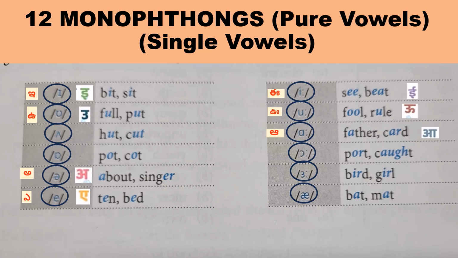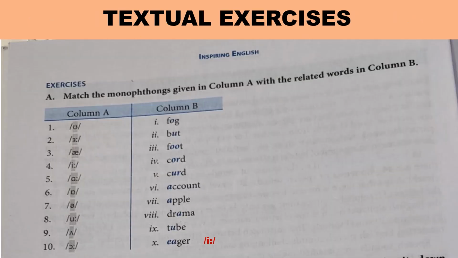Now let us solve some textual exercises, the exercises which are given in your textbook and the examination type of question. Textual exercise which is given on page number 10 in your textbook, students. Match the monophthongs given in column A with the related words in column B. The phonetic symbols of the monophthongs are given on the left side and the words are given on the right side. So you have to match them. In the examination you have to write the word and then write the symbol beside it. But now I am simply drawing lines and telling you.